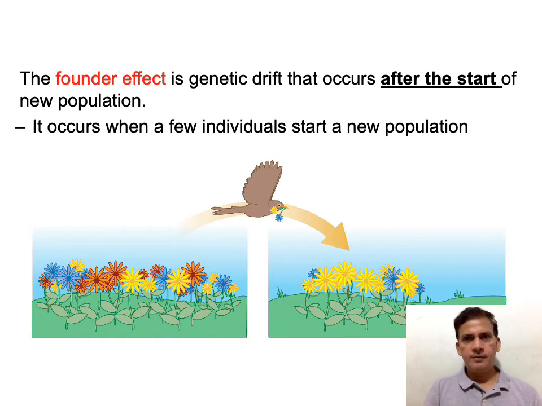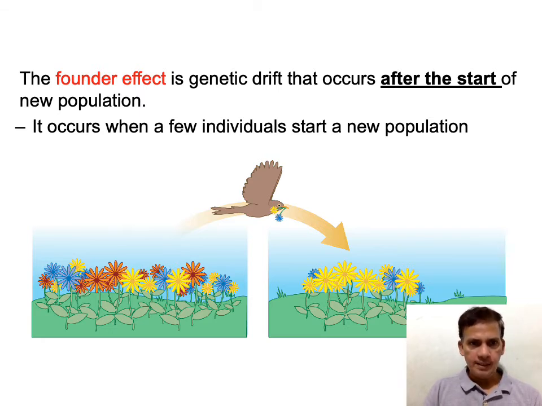So the second type of genetic drift is the founder effect. In founder effect genetic drift, that occurs after the start of a new population. It occurs when a few individuals start a new population. So let's see this particular example here.